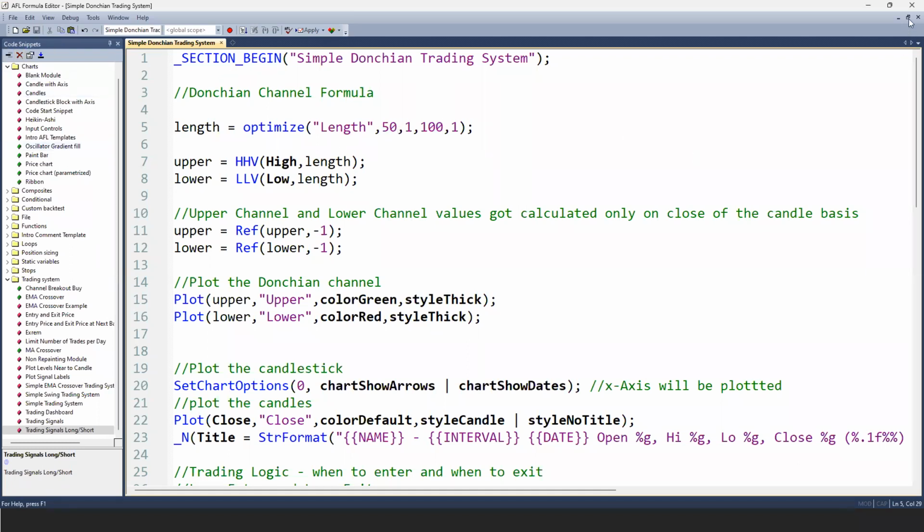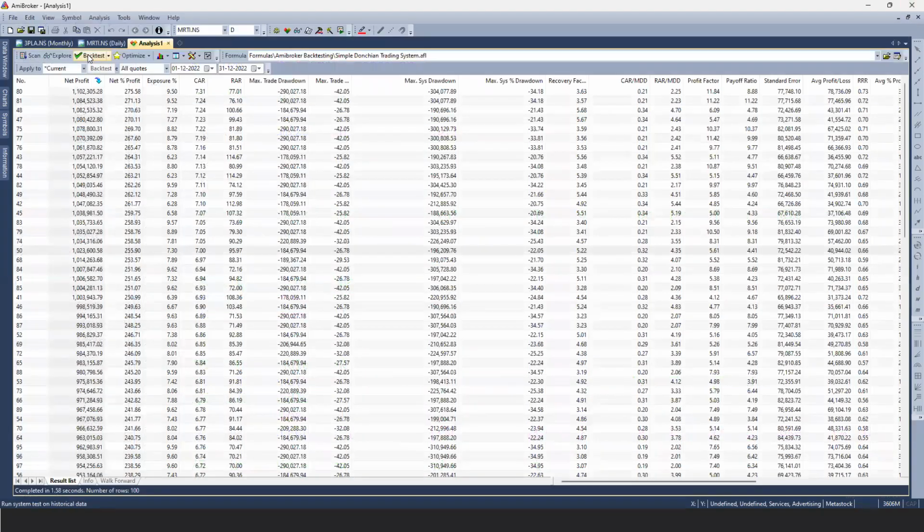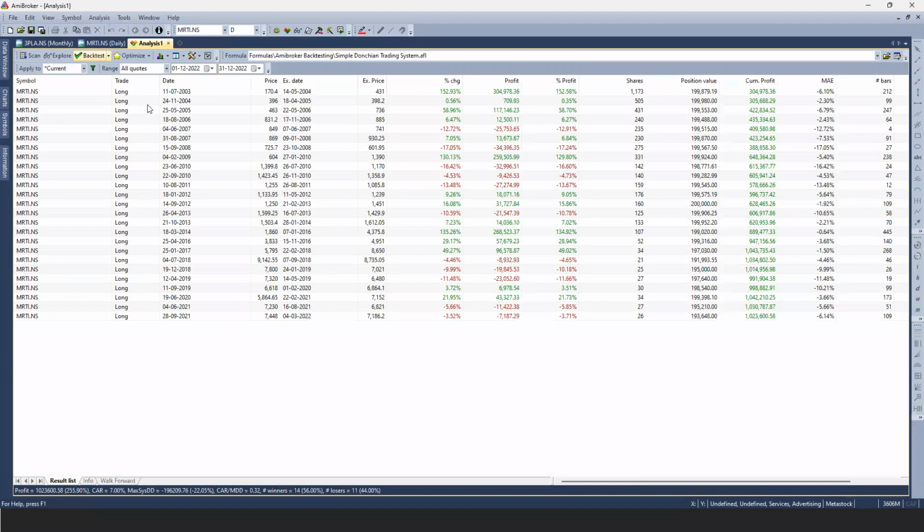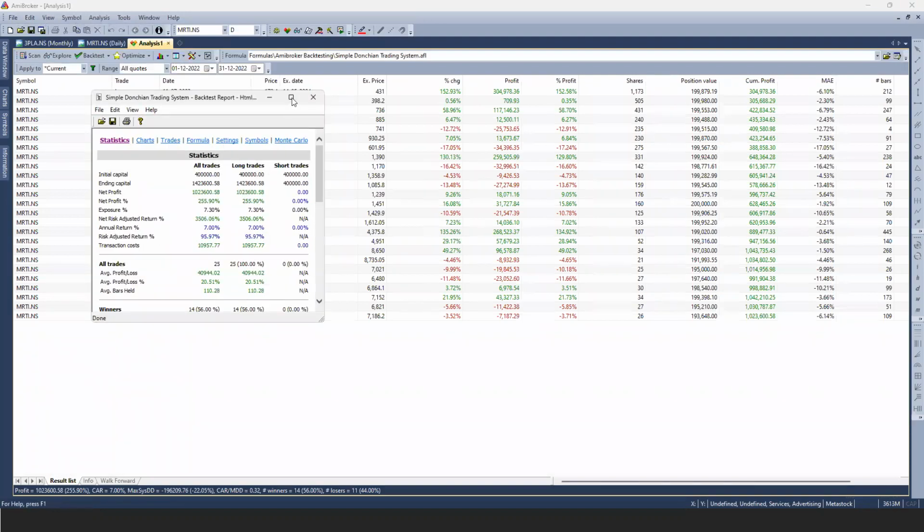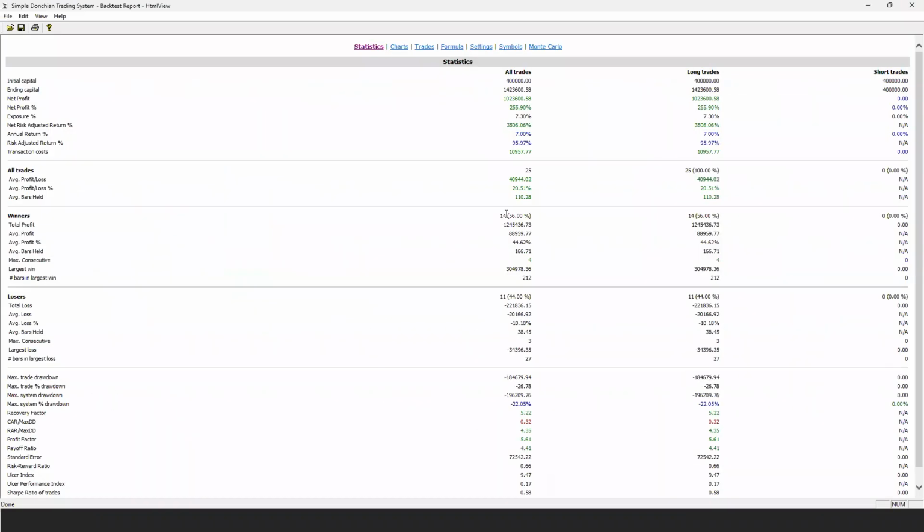I'll save it. Now I have found a better parameter. 50 is one of the good parameters. Looking into that, the returns are now pretty much better. My win rate is better, right? The number of trades comes down. It has provided a decent risk reward ratio also. We are able to get reasonable returns also. So this way we can fine tune the trading strategy in a very simple manner.